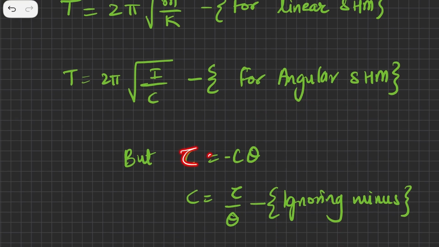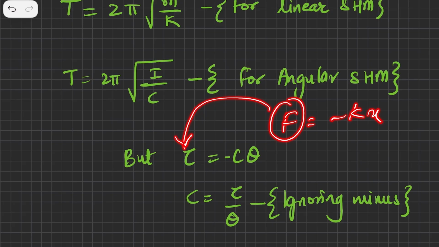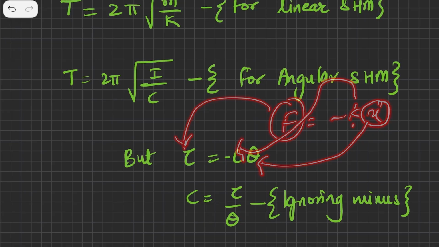Also we know that torque is equal to minus c theta. Now how does this come? If you see, F is equal to minus kx. So force is replaced by torque, and linear displacement is replaced by angular displacement. K is replaced by the twist constant, that is, the spring constant is replaced by the twist constant. Minus as it is, minus as it is.